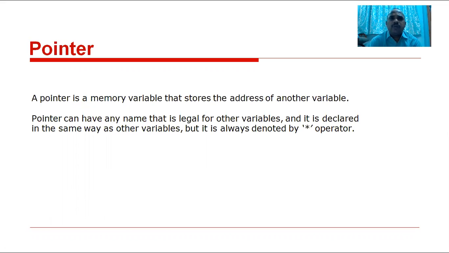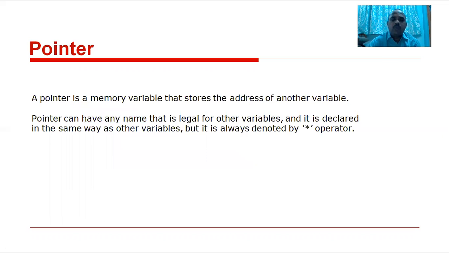We know a pointer is a memory variable that stores the address of another variable. A pointer can have any name that is legal for other variables, and it is declared in the same way as other variables, but it is always denoted by the asterisk operator. Clear, all of you? This is the asterisk operator. Then the pointer declaration.